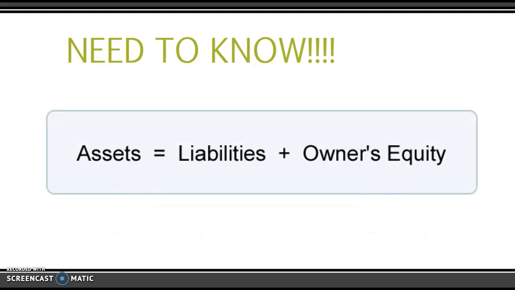You got to know this accounting equation. Assets equals liabilities plus owner's equity. That's not going to change. It's the basic accounting equation. You need to memorize this. You got to know this moving forward. Every single transaction you have, you have to end up with your assets equaling your liabilities plus owner's equity. If something's off, you did something wrong. It's an easy way to check yourself.